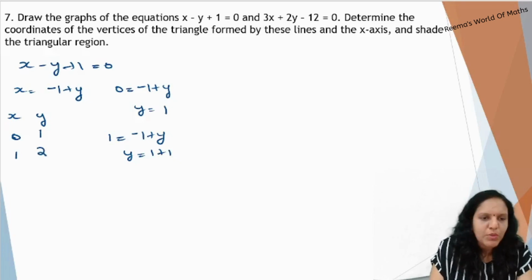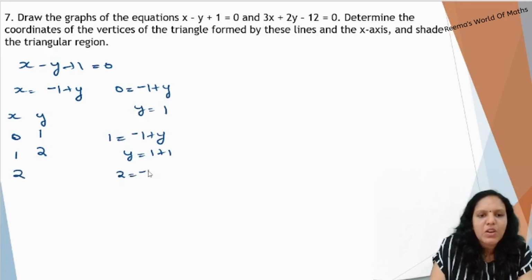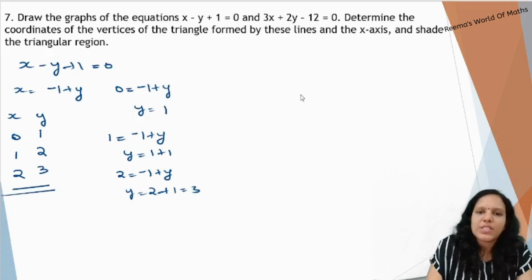Now, let's assume the value of y to be 2. So, similarly, 2 is equal to minus 1 plus y. So, y is equal to 2 plus 1, which is 3. So, we have the value of y as 3. So, we have found the coordinates for the first equation.